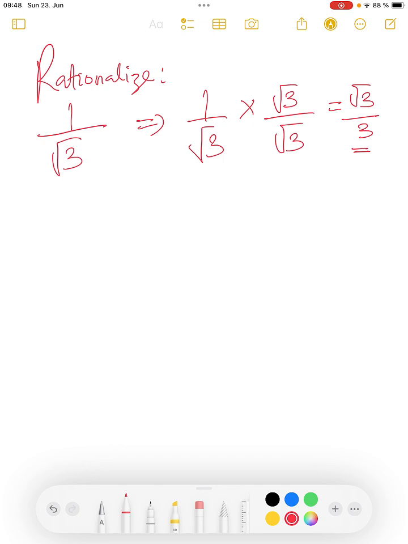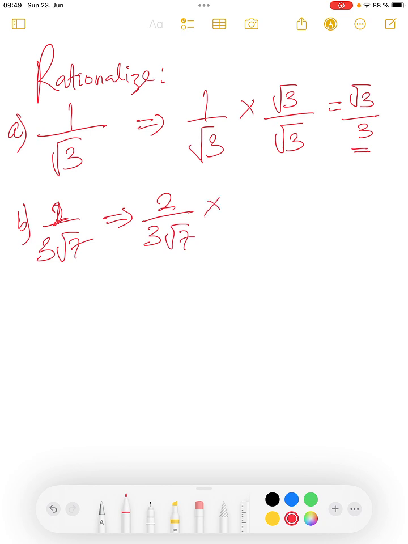Now let's take another example. Rationalize, let's say this is B, 2 over 3 root 7. In this case, you have 2 over 3 root 7. So remember, you multiply by the radical, both the numerator and the denominator. So you have 2 times root 7 is 2 root 7, over 3 root 7 times root 7, which is the same thing as 3 times 7, which is 21. So this is 2 root 7 over 21.